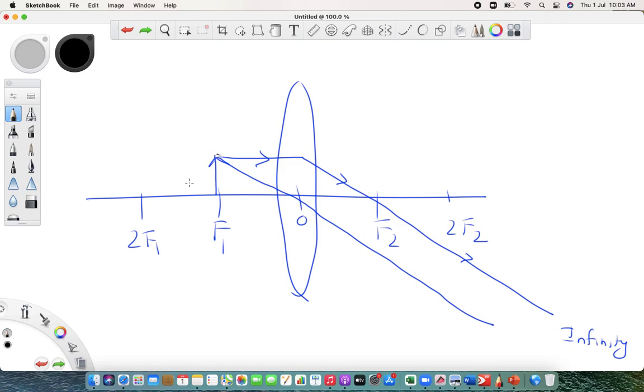Next, we have learned all the cases of convex lens now: beyond 2f1, at 2f1, between f1 and 2f1, at f1, between O and f1. Now let me tell you a little more about the concave lens. Concave lens, how we need to draw, the same rule we need to follow.